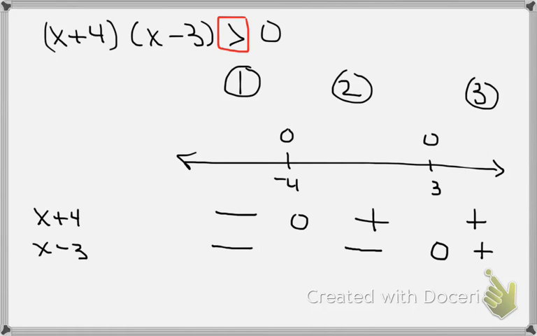On the left of minus 4, I have a minus and a minus, which makes a plus. In between minus 4 and 3, I have a minus and a plus, which makes a minus. And then to the right of 3, I have two plus signs, which makes a plus. Let me just capture this here, and I'm going to move it to another slide, and then we can analyze it finally.